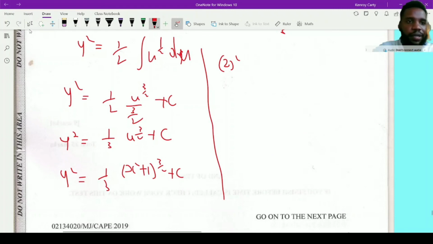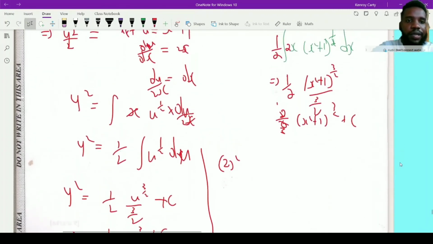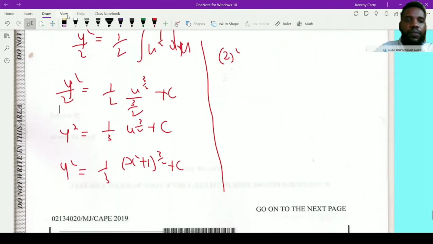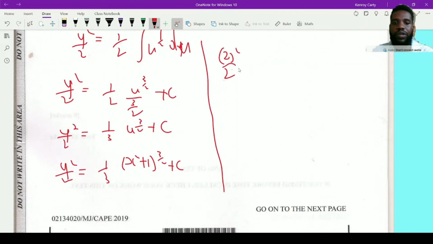Oh, I think I left out something here. I definitely left out something. I left out the y squared over 2 coming down. So this should be over 2 over 2 over 2. Come all the way down. Y squared over 2 all the way down. Over 2 over 2. So I'm going to have 2 squared over 2 is equal to 1/3.